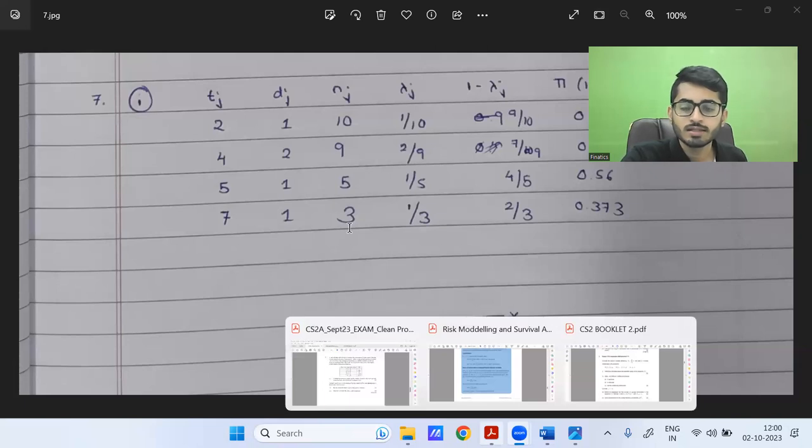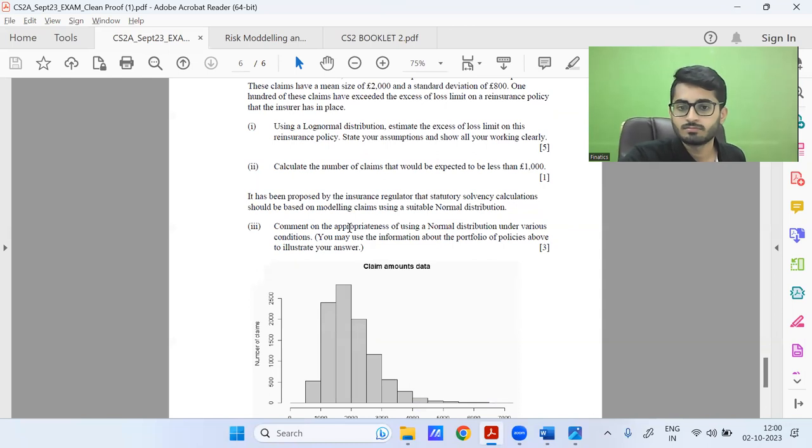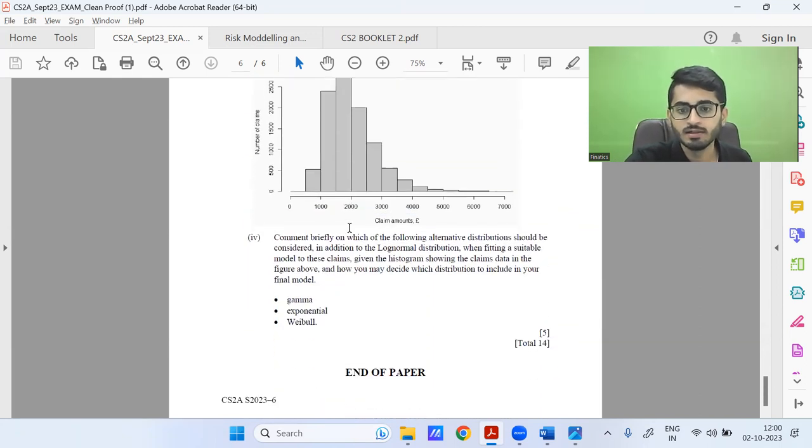So moving forward to the last question. Some of you were able to comment well on part four as well, talking about gamma, exponential, Weibull. I was happy that you were able to apply that somewhat, ignoring the theoretical stuff on these distributions. If you're working in the general insurance industry, very few people have technical knowledge about these. I'll be very honest.